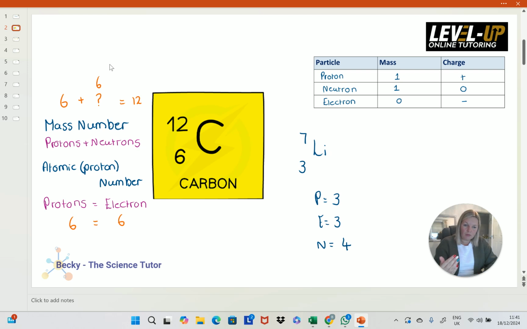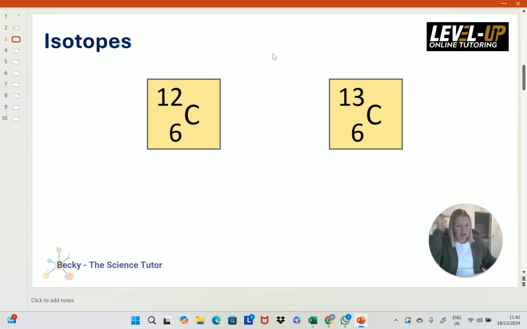Number of protons is always equal to the number of electrons because atoms have no overall charge. If we start changing the number of electrons, that's when we start talking about ions, because an ion is a charged particle. Okay, so we know how to work these out.